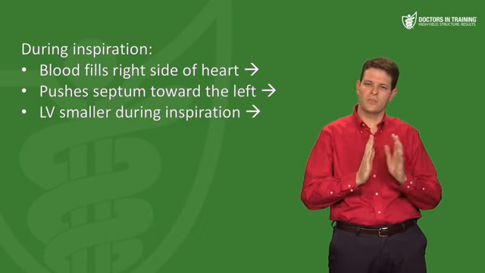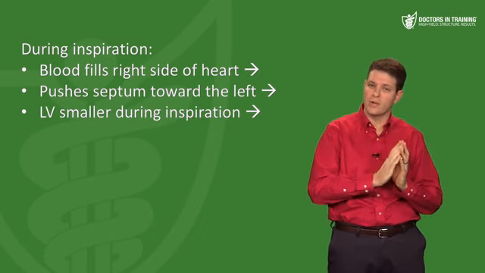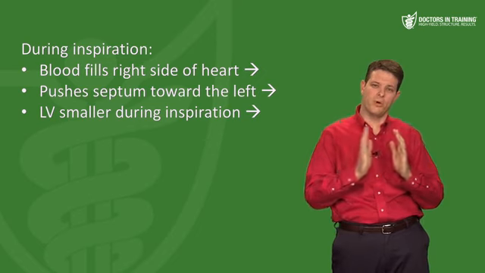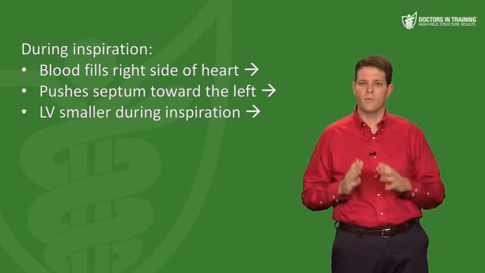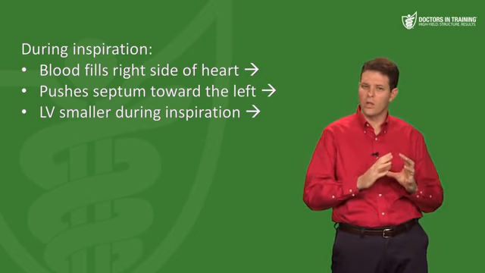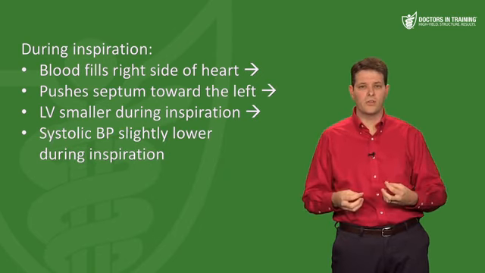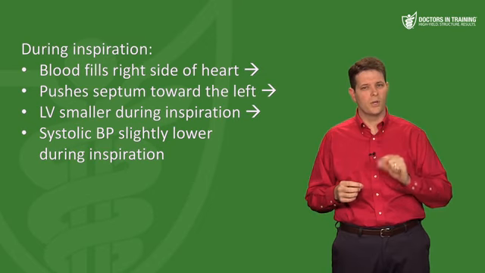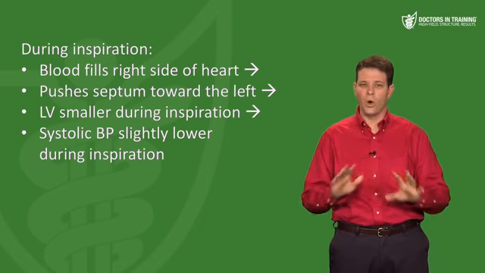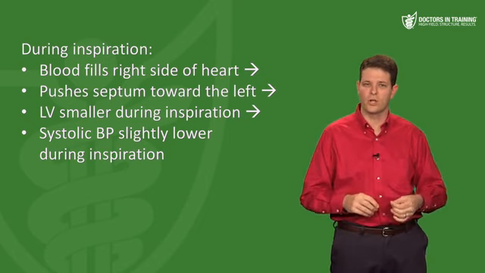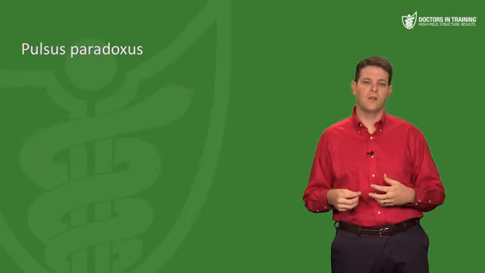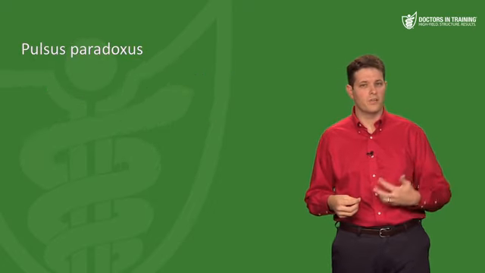So the left ventricle is going to be somewhat smaller during inspiration than during expiration, since that septum is being pushed over during inspiration. So if the left ventricular volume is smaller and you're pushing less volume out of the left ventricle, systolic blood pressure is going to be very slightly lower during inspiration. And that's a perfectly normal phenomenon, to have lower systolic pressure during inspiration. But this phenomenon is exaggerated with pulsus paradoxus.